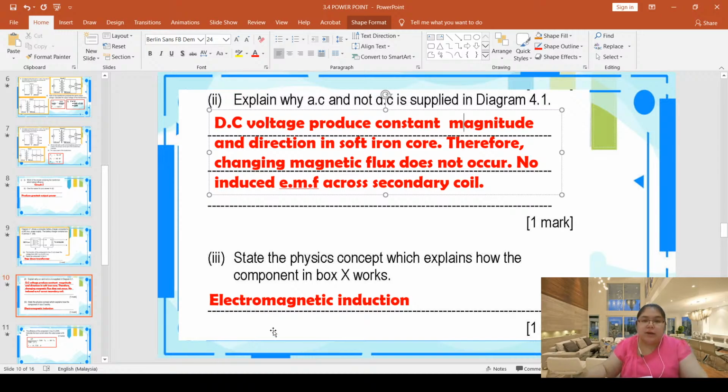Now number 3: can you state the physics concept which explains how the component in box X works? Physics concept means we're using the principle: electromagnetic induction. Then B, calculation. The efficiency of the component in X is 80.